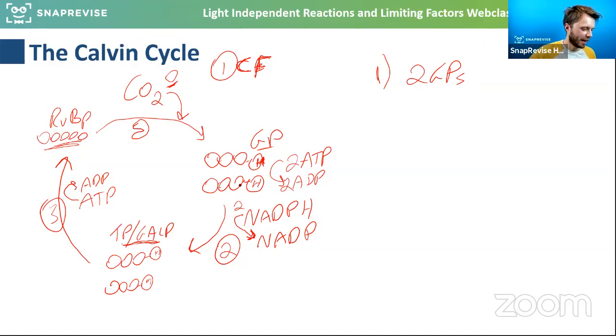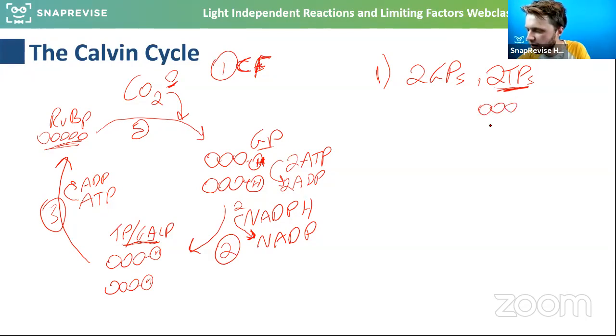Lovely. So this also makes 2 TPs. If I just draw this for you, you can see the predicament that we get ourselves into. I'm just going to talk about TP from now on. I just wanted you to see that if you've got 2 GPs, that makes 2 TPs. So a TP looks like this: 1, 2, 3. And because there's 2 of them, we're going to have that.